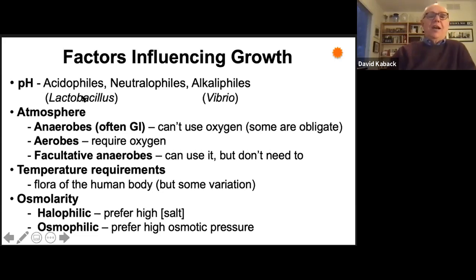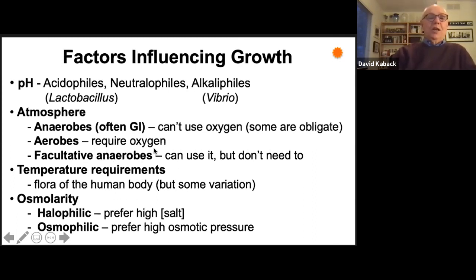We have acidophiles like lactobacillus that grow in an acidic environment. Certain strains of Vibrio require an alkaline environment. Most bacteria, like people, really prefer a neutral pH, by the way. We have anaerobes and aerobes, and of course, facultative anaerobes, ones that can grow aerobically because they can make cytochromes and do oxidative phosphorylation, but they can also grow using glycolysis or another alternate pathway that can make ATP.